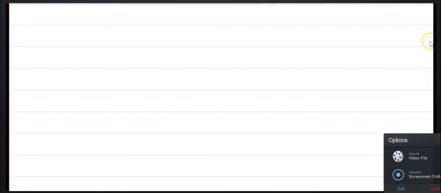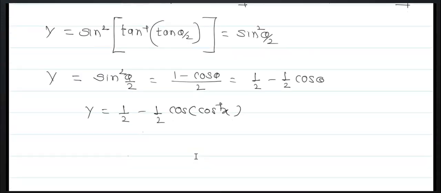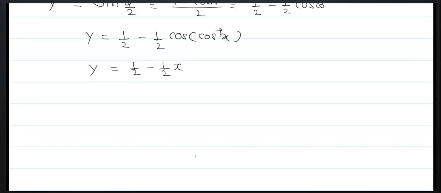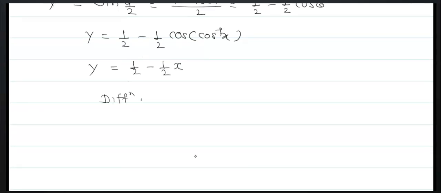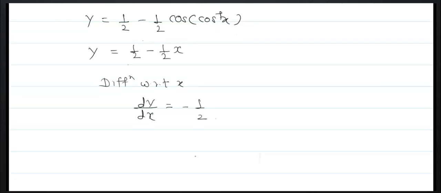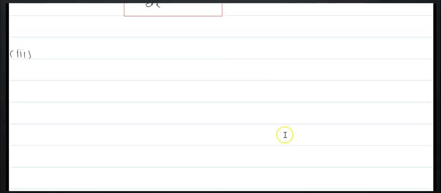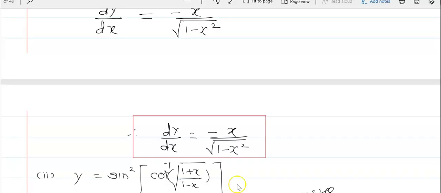Next is the second one. y is equals to sine inverse in bracket cot inverse in root of... now again I will show this, that it is in a direct manner. dy by dx is equals to minus 1 upon 2. See this here.